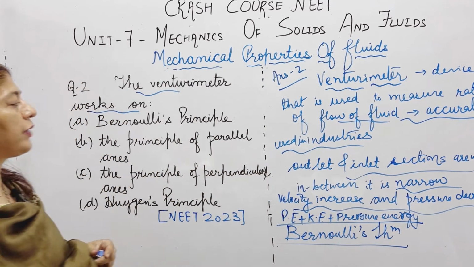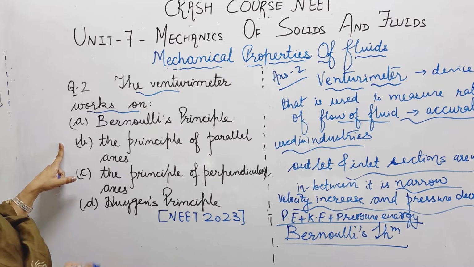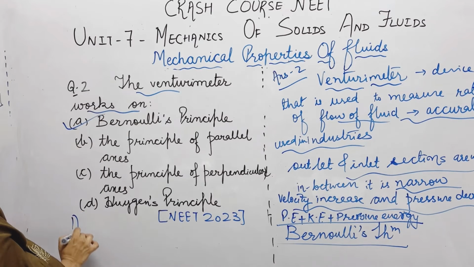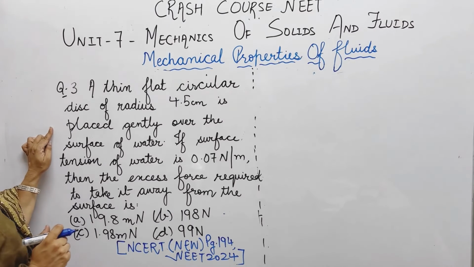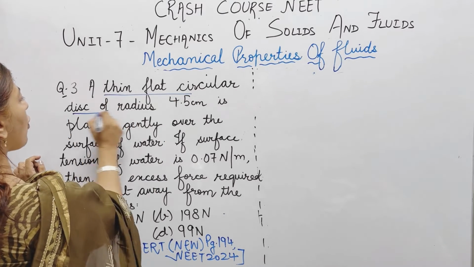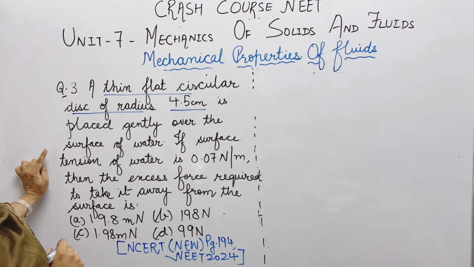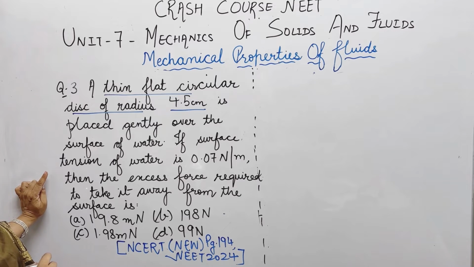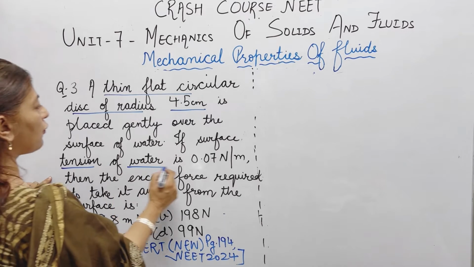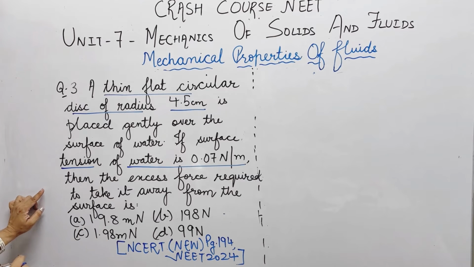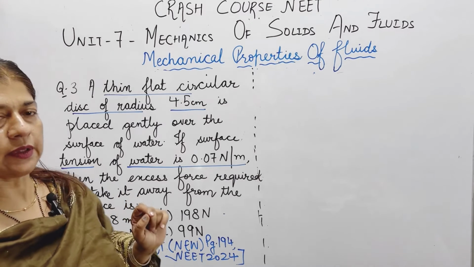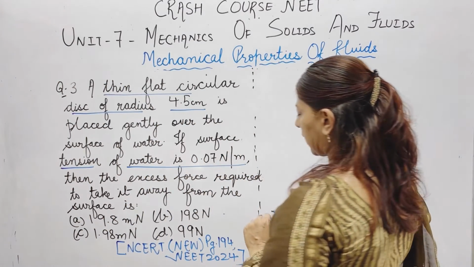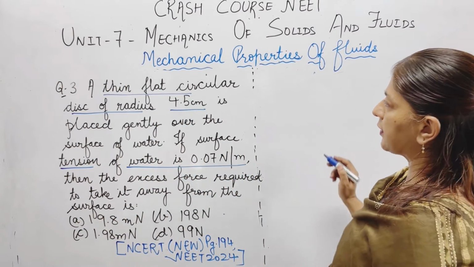So without any doubt, the Venturi meter works on the Bernoulli's principle, and the answer for the second is option A. Question number 3. A thin flat circular disc of radius 4.5 centimeter is placed gently over the surface of water. If surface tension of the water is 0.07 Newton per meter, then the excess force required to take it away from the surface is, and these four options have been mentioned. This question has come in the NEET 2024, and it is on the page number 194 of the new NCERT.